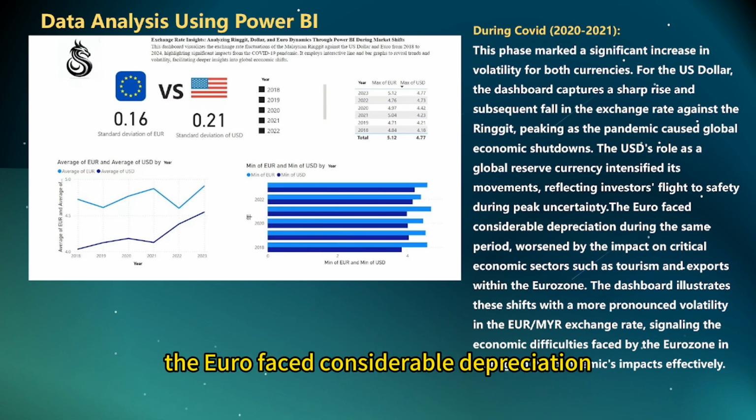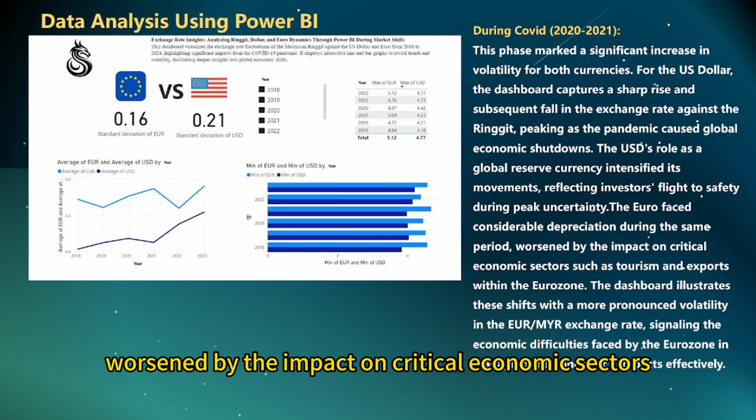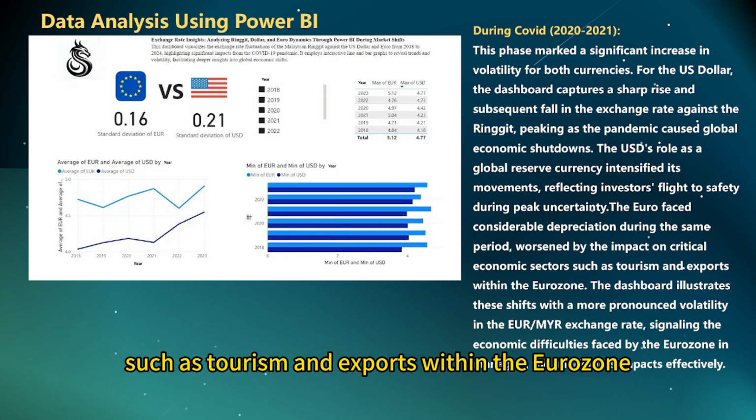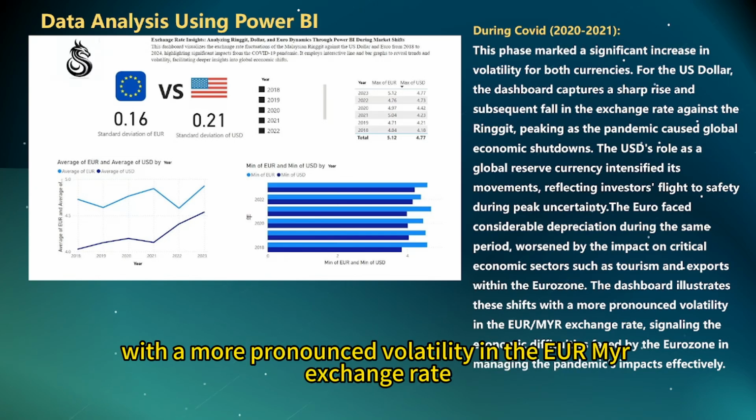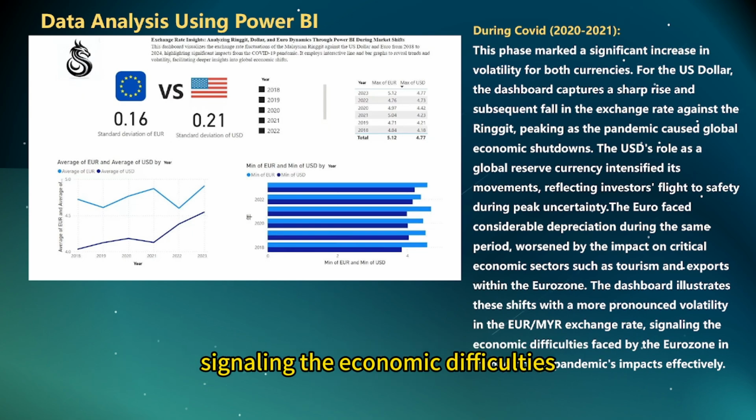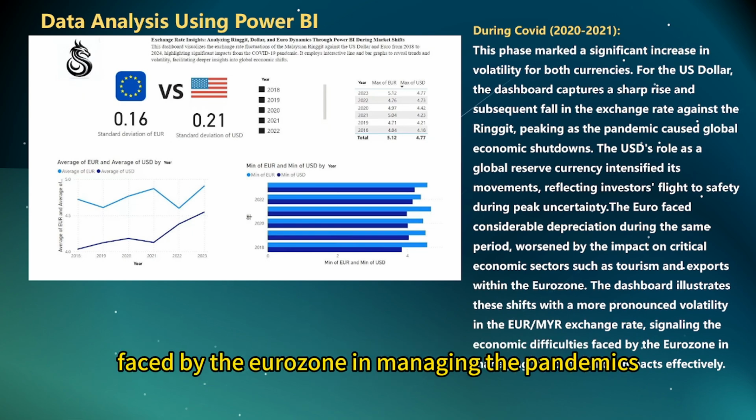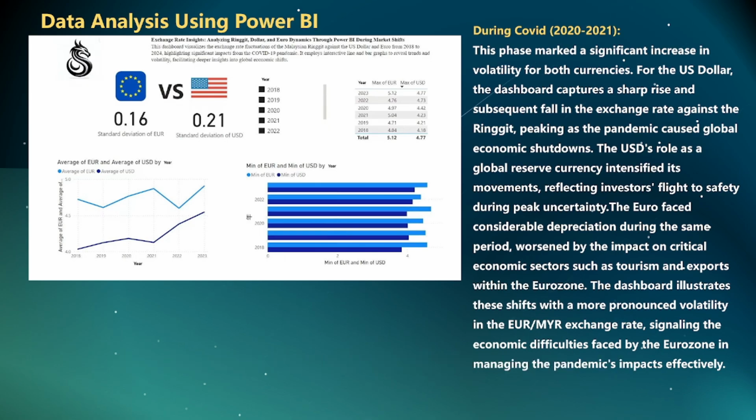The euro faced considerable depreciation during the same period, worsened by the impact on critical economic sectors such as tourism and exports within the eurozone. The dashboard illustrates these shifts with a more pronounced volatility in the EUR/MYR exchange rate, signaling the economic difficulties faced by the eurozone in managing the pandemic's impacts effectively.